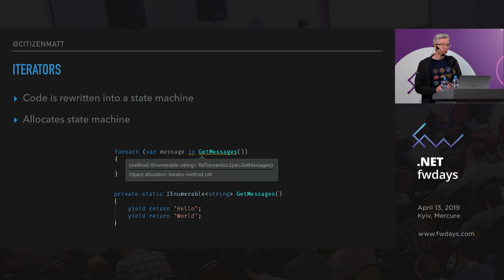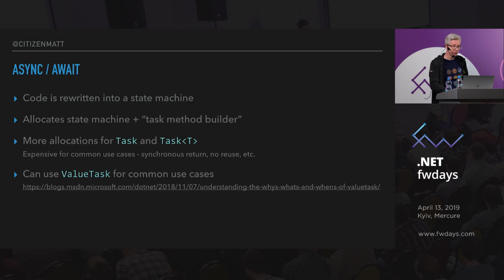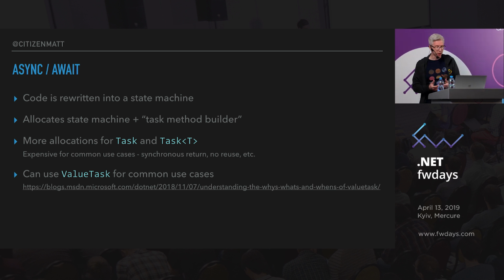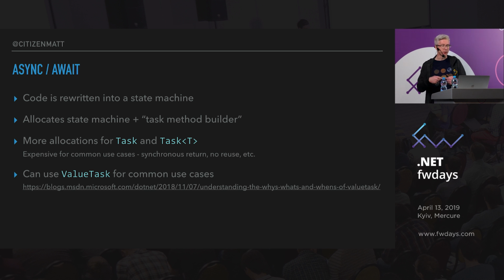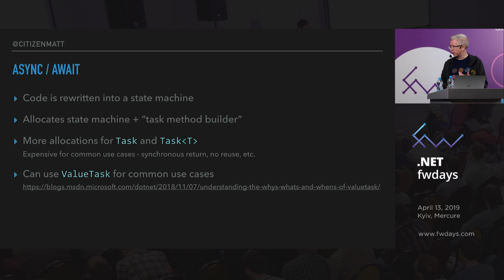A similar thing with iterators. The code is rewritten to a state machine, and the state machine gets allocated and called again and again as the method goes through. And also with async await, we get a state machine created here, it's allocated, we get a task method builder allocated, and then there are more allocations as well. When you need the result, it is stored in a task or a Task of T that is allocated and used. And this can be expensive for common use cases, which could be things like a synchronous return value. So if you already know what the result is.